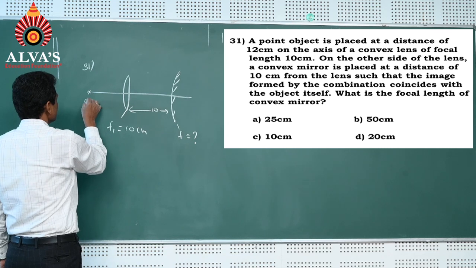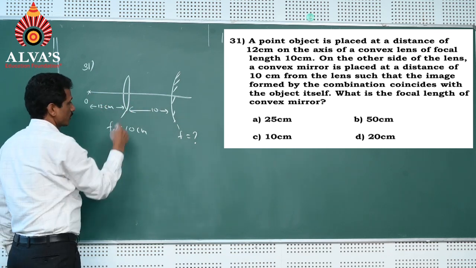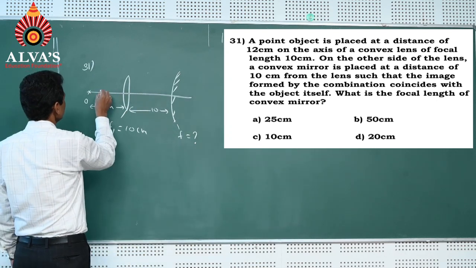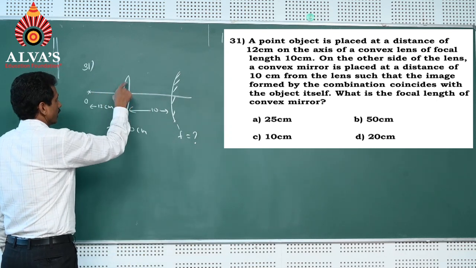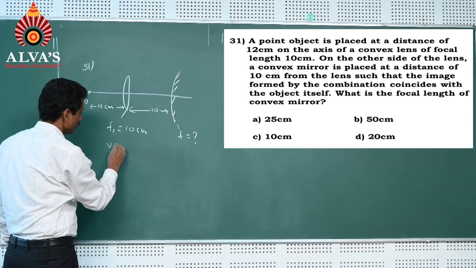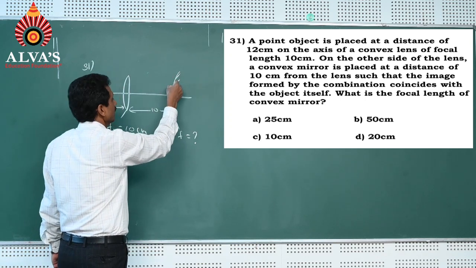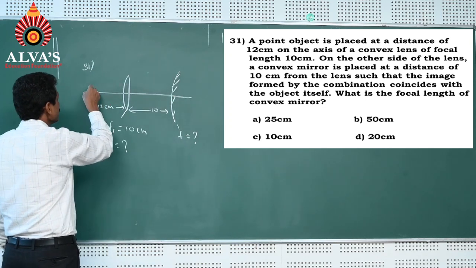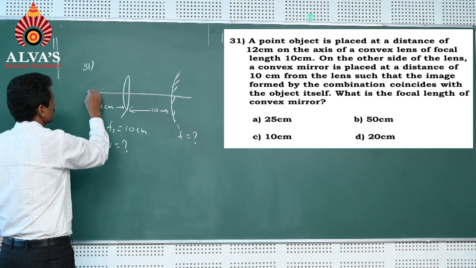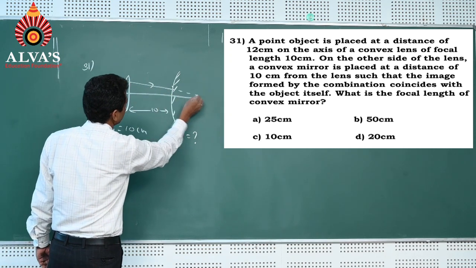The object is placed 12 centimeter from the lens. Refraction through the lens forms an image. Your aim is to find out the image distance. When light incident on the mirror retraces its path, it forms the image side by side of the object. That is, the ray diagram will be like this. It goes like this.